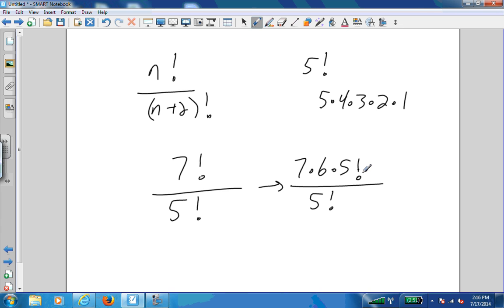So 5 factorial times 6 times 7 is 7 factorial. Well, if I've got 5 factorial on top, 5 factorial on the bottom, those take care of the same factors. So those cancel, leaving us 7 times 6, or 42.